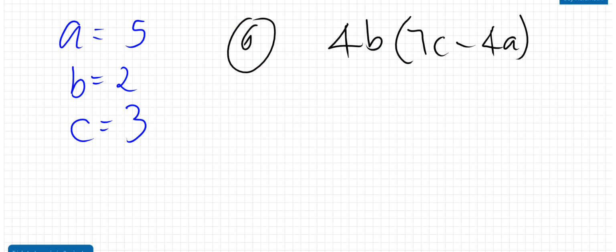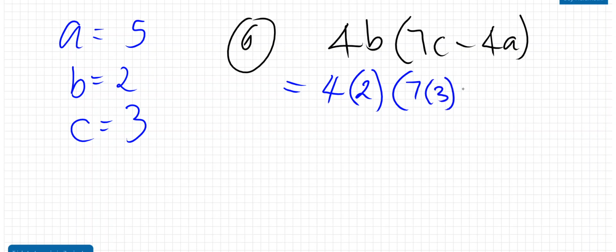Okay, our next question once again has brackets, and let's replace everything that we have. Now just remember that's saying 4 times B and 7 times C and 4 times A. So I might use brackets for this one. Okay, so I've got 4 times B, which is 2. Okay, and then my big brackets here, 7 times C, so 7 times C, which is 3. Take away 4 times A, which is 5. And then I close my brackets again. Okay, so we can see there are a lot of brackets, but we can still work with this.